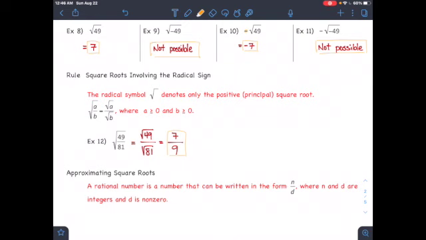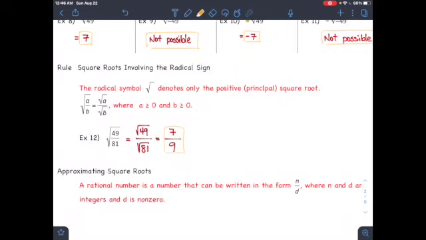Approximating square roots: you are going to take a rational number, which is a number that can be written in the form n over d, a rational number. Rational number means there's a pattern.